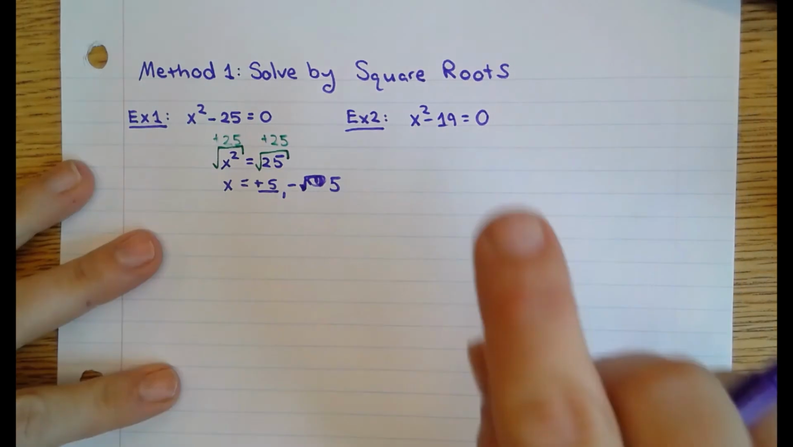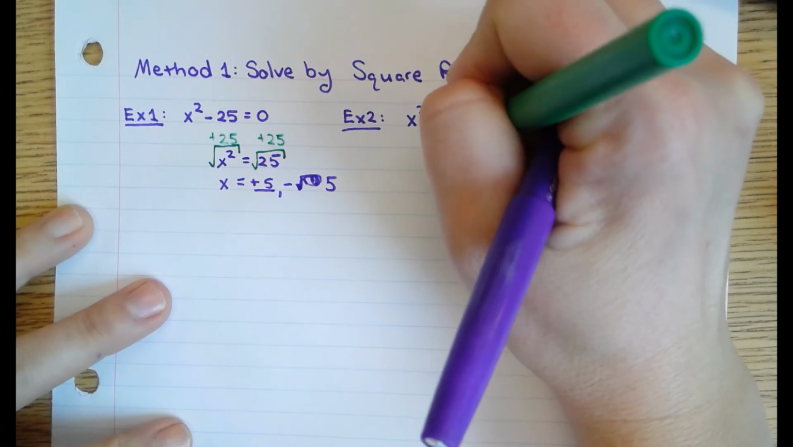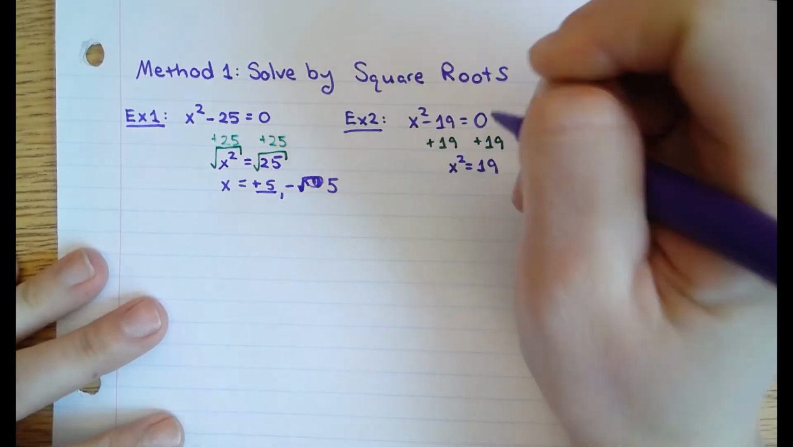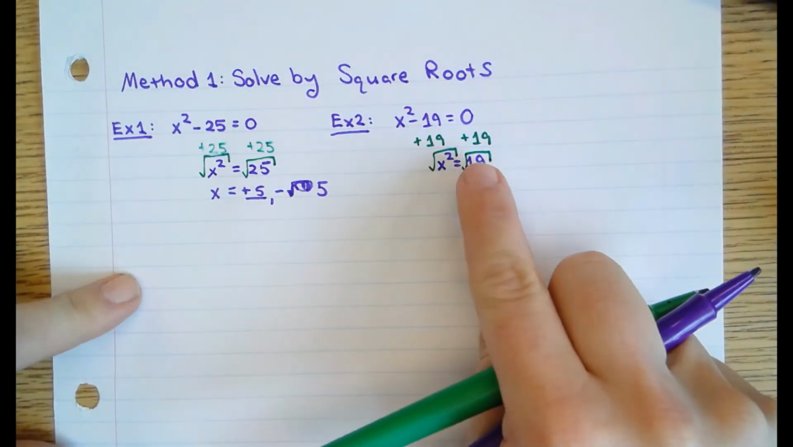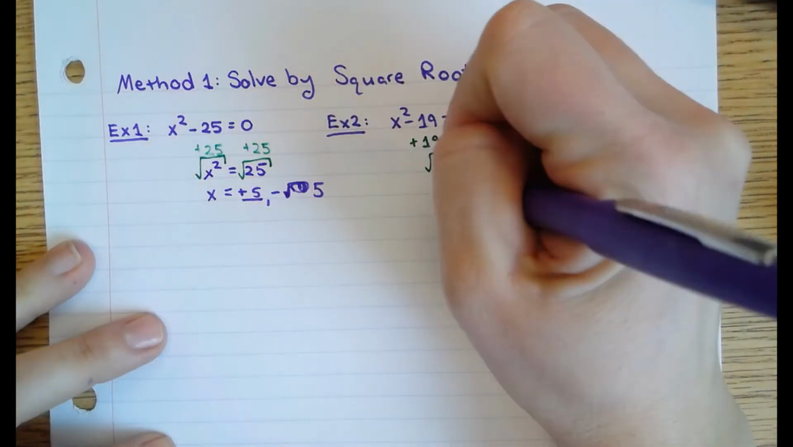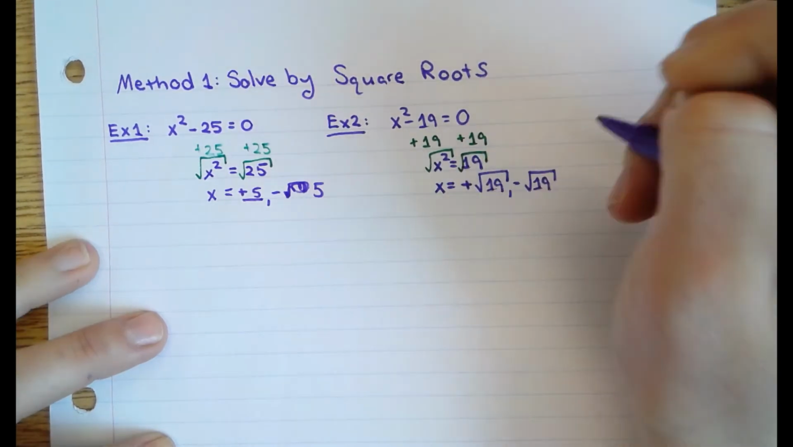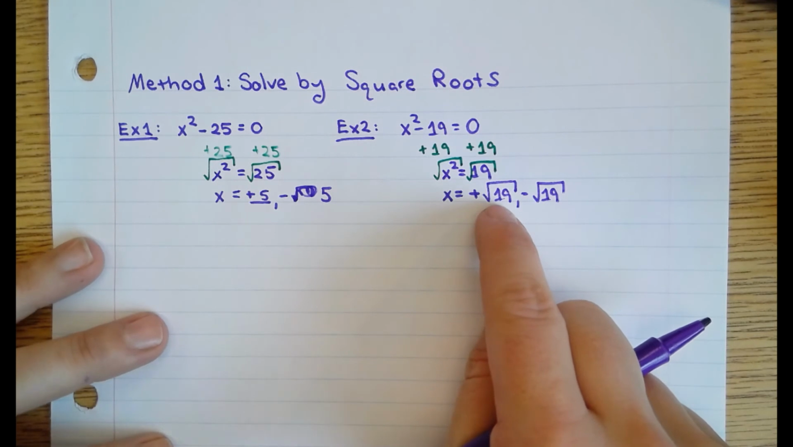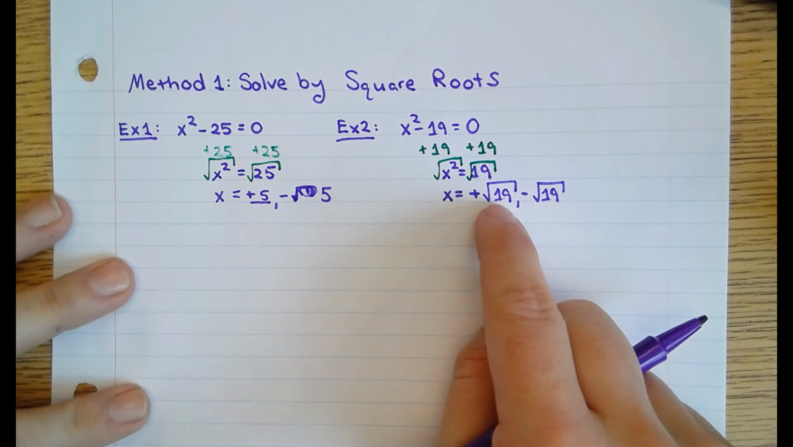All right, number 2. I picked this number specifically because as we add over 19, we get x squared is equal to 19. And when we take the square root, we do not have something times something getting us to 19. So we are going to list out positive root 19 and negative root 19. Now I picked 19 specifically because it is prime and there are no factors that will get us to the 19.